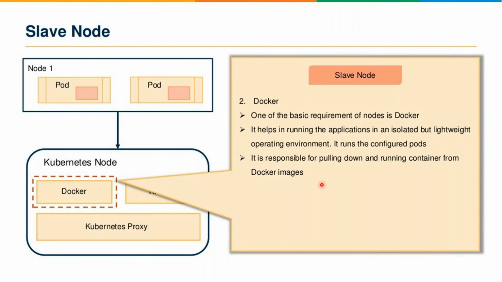What is Docker? One of the basic requirements of a node is Docker. It helps in running the applications in an isolated but lightweight operating environment. Docker is a lightweight operating environment. It runs the configured pods. Okay, it is responsible for pulling down and running containers from Docker images.